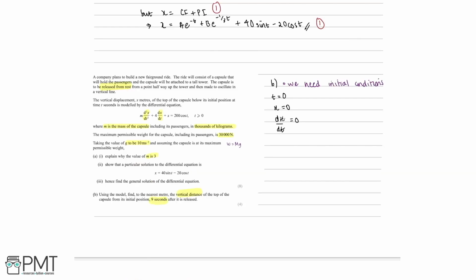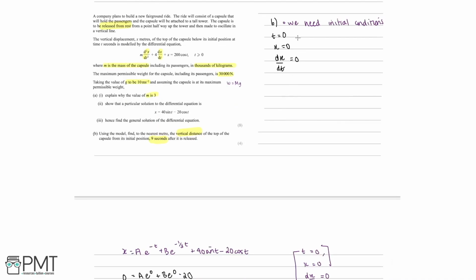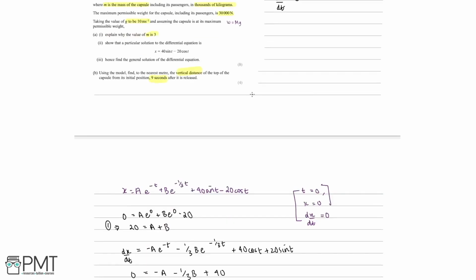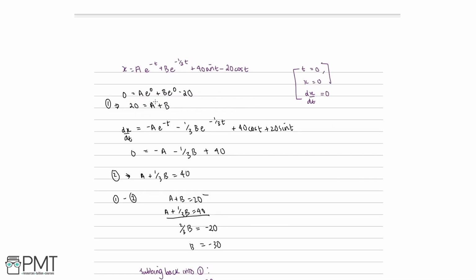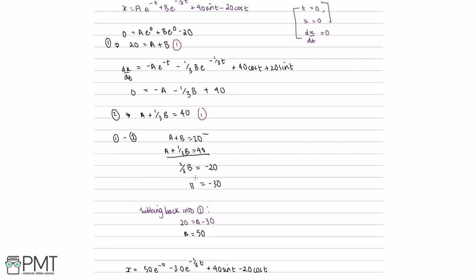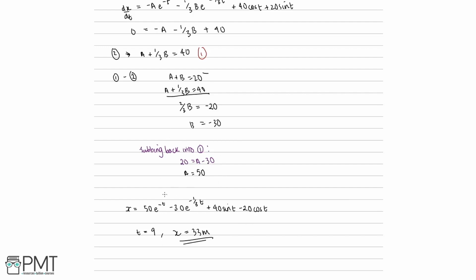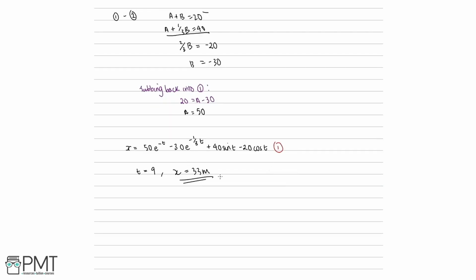For part B, you get 1 mark for noting that the initial conditions are at t is equal to 0 and x is equal to 0, and using this in order to find our first equation, so 20 is equal to a plus b. You get another mark for differentiating our general equation for x, obtaining a plus a third b is equal to 40. You get another mark for finding the values of a and b and substituting them back into our general equation to give you x is equal to 50 e to the minus t minus 30 e to the minus a third t plus 40 sine t minus 20 cos t. And you get your final accuracy mark for arriving at the correct answer, which is 33 meters.